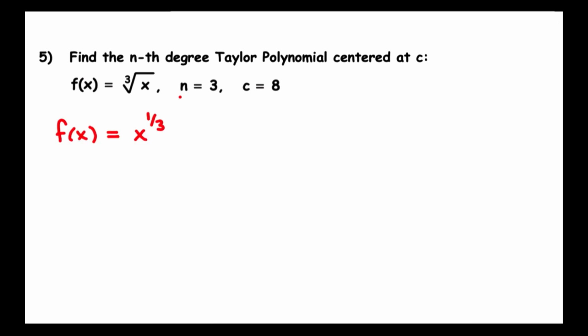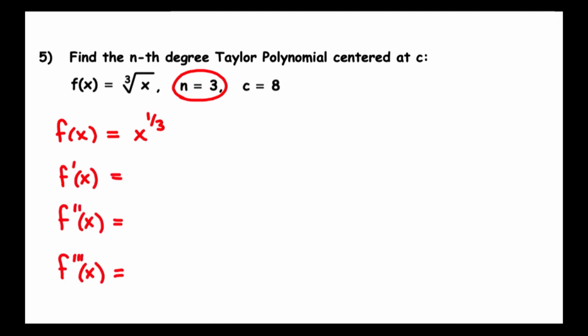And since I want a third degree Taylor polynomial, I need to take 3 derivatives. First derivative will be 1/3 x to the negative 2/3. The second derivative should be negative 2/9 x to the negative 5/3. And using the power rule one more time, the third derivative should be, let's see, negative times negative, positive 10/27 x to the negative 8/3.